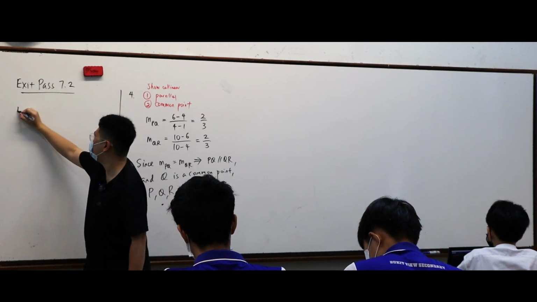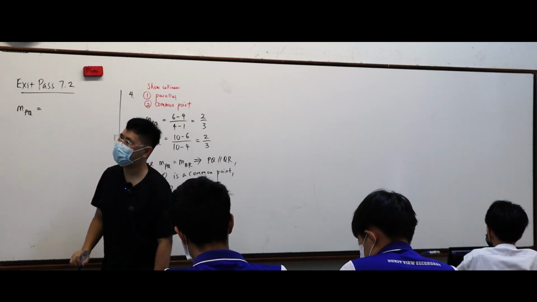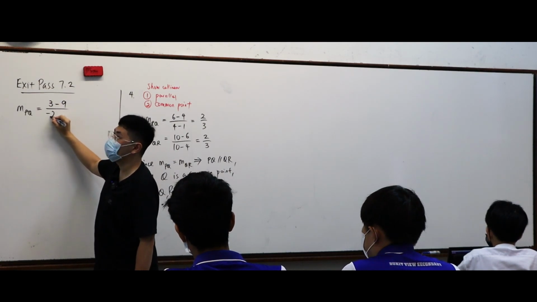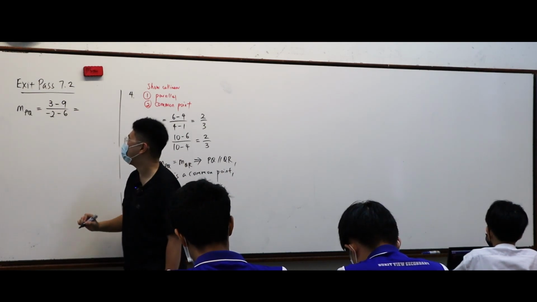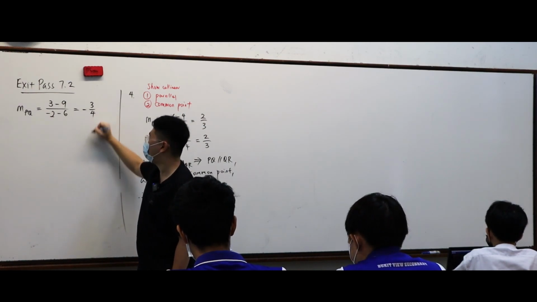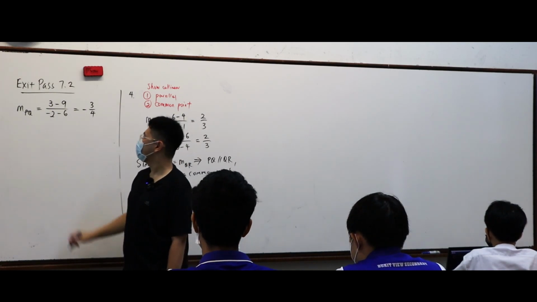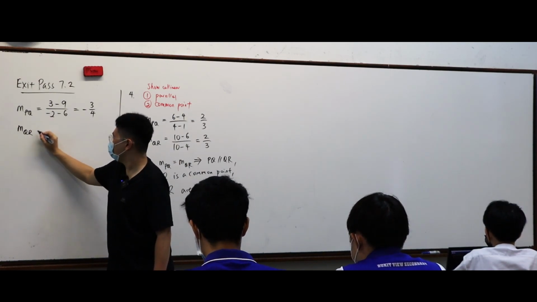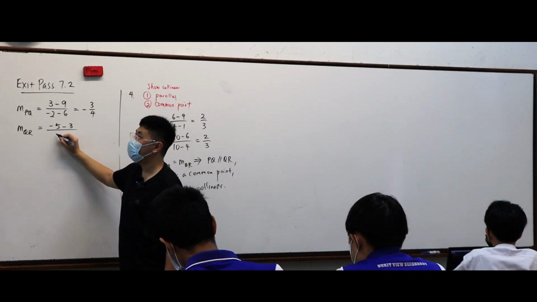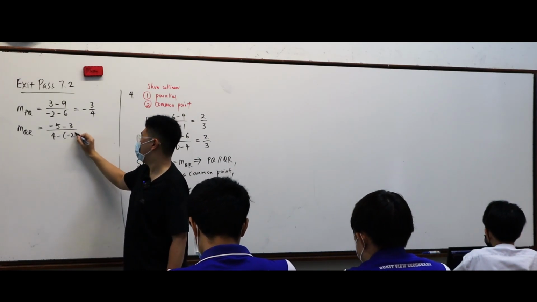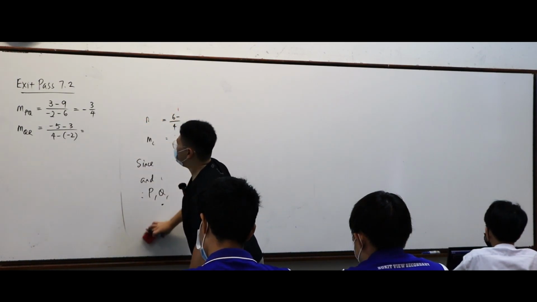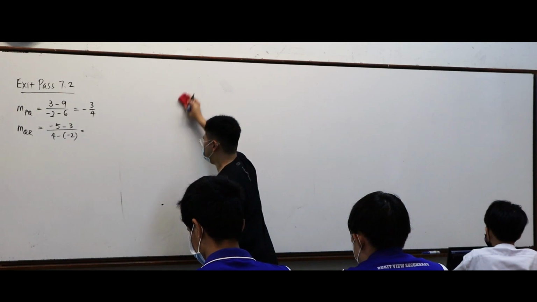So we look for the gradient of PQ first. So what's the gradient of PQ? Y2 minus Y1 over X2 minus X1. So this will be -6/8, so -3/4. Okay. Then we look for the gradient of QR. So same thing, Y2 minus Y1 over X2 minus X1. Okay, take note of brackets. Okay, so we have -8/6.